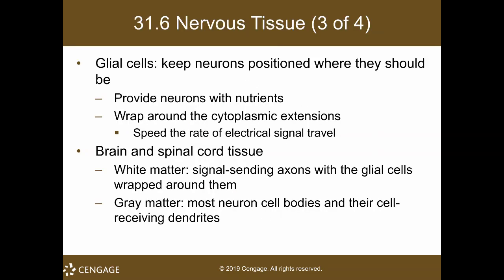So glial cells keep the neurons positioned where they should be. As part of the support, they also provide neurons with nutrients. Some types of glial cells wrap around the cytoplasmic extension in order to speed the rate of electrical signal travel. So in brain and spinal cord tissue, we have the white and the gray matter. The white matter are the signal-sending axons with the glial cells wrapped around them. That's why it's called white matter, because the glial cells tend to be perceived as white. And then you have the gray matter, most neuron cell bodies and their signal-receiving dendrites.